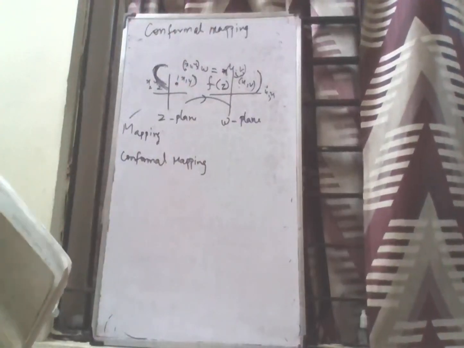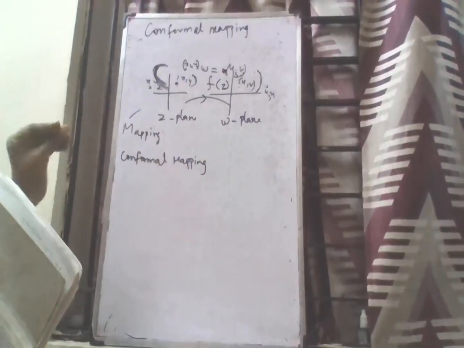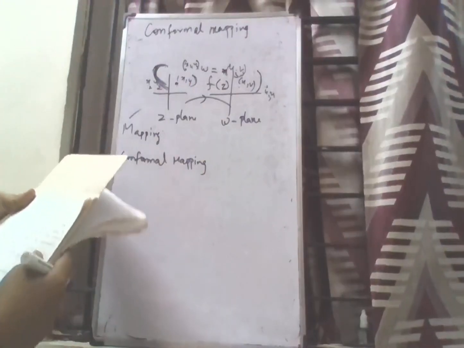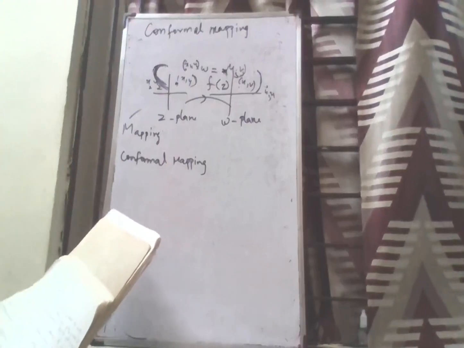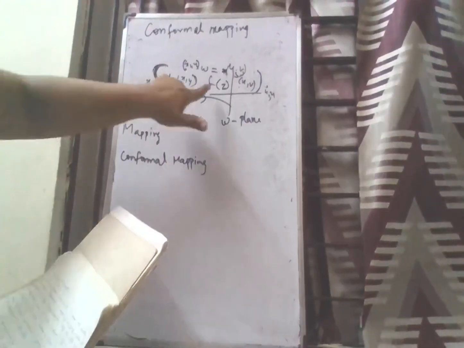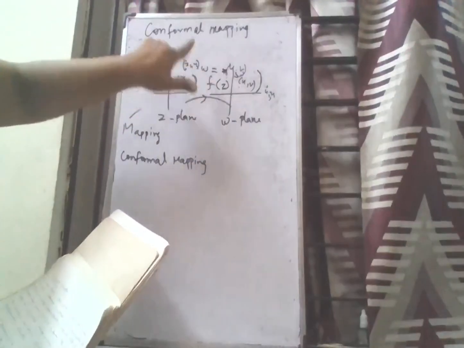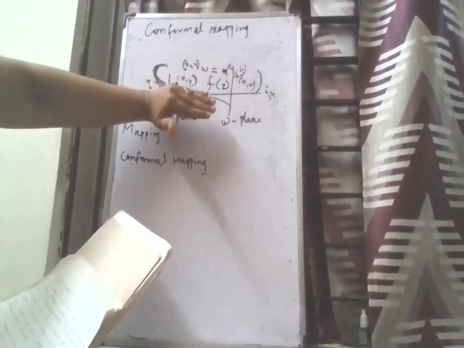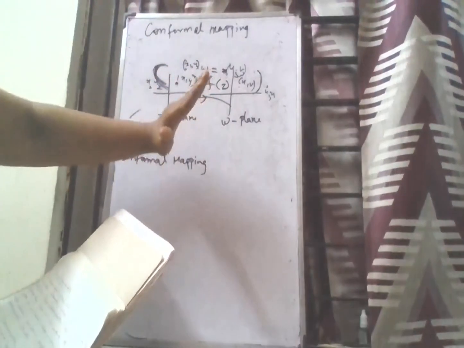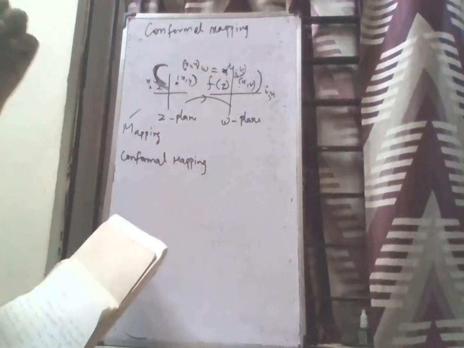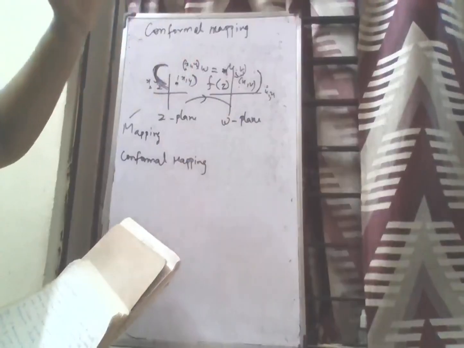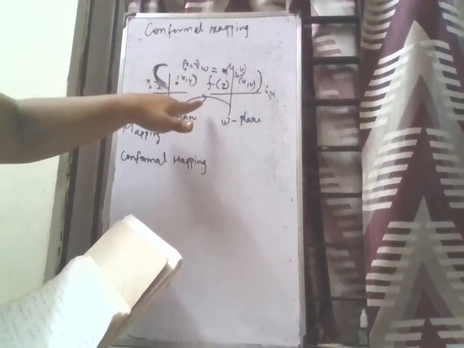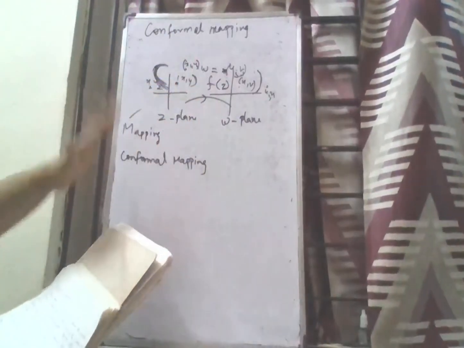Okay, so mapping is over. When do we say this mapping is conformal? I'll explain now. Actually speaking, this f of z we used to call a transformation. Always remember, this is the z plane, this is the w plane, and in between we have the transformation function. Based on this transformation, we have certain definitions. I'll explain one by one.